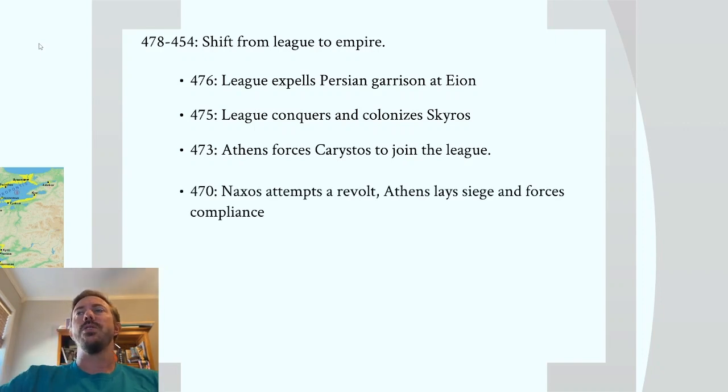In 470, Naxos, a city-state, attempts a revolt, attempts to leave the Delian League, and Athens lays siege and forces compliance.